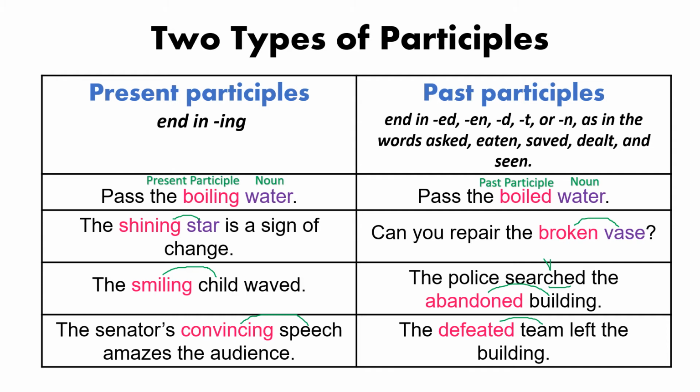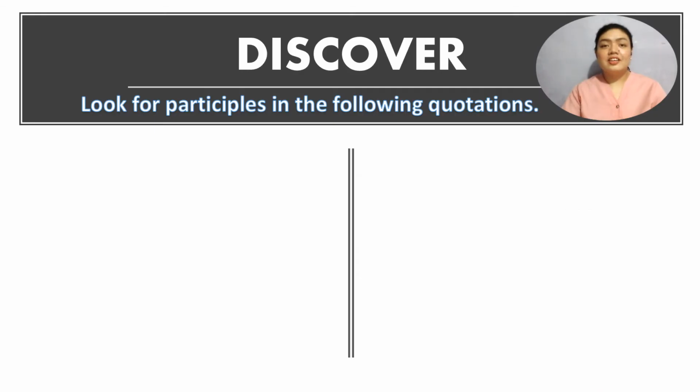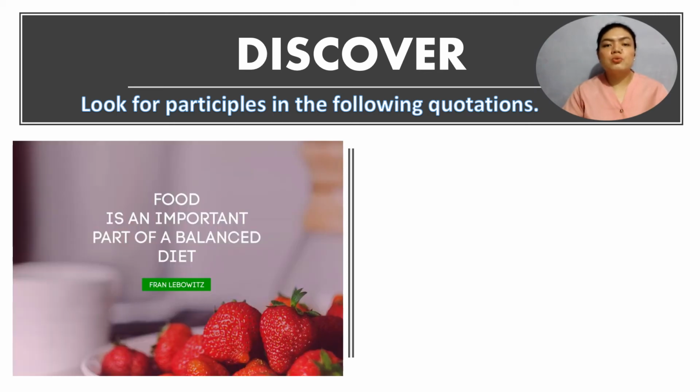So these are the two types of participles that we have to know, the present participle and the past participle. Let's take a look at the other examples in our lesson. Now that we know how the present and past participles look like, let us look for the participles in the following quotations. Let's have the first one.